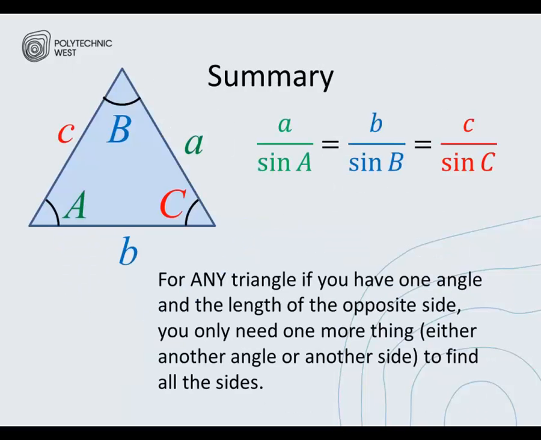In summary then, for any triangle, if you have one angle and the length of the opposite side, you only need one more thing, either another angle or another side to find all of the sides.